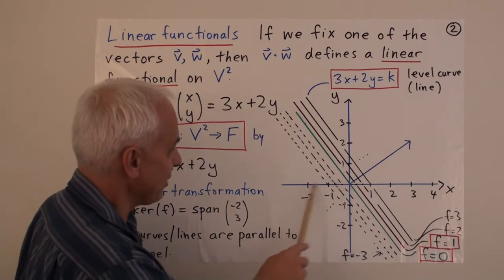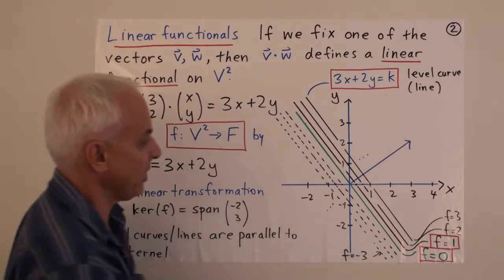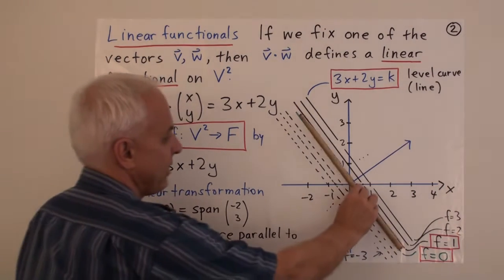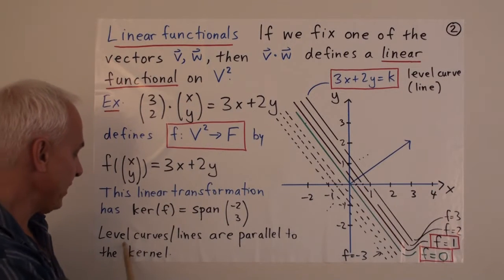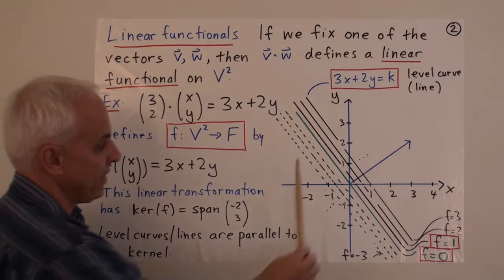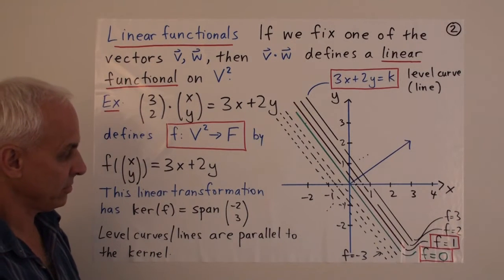All right, so the vector (-2, 3) is this one right here. It's perpendicular to the vector (3, 2). And it spans the kernel of this transformation. And the level curves, or the lines that I'm drawing here, are always parallel to this kernel.